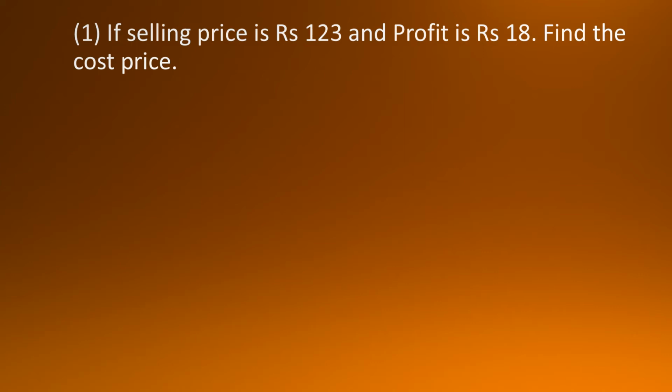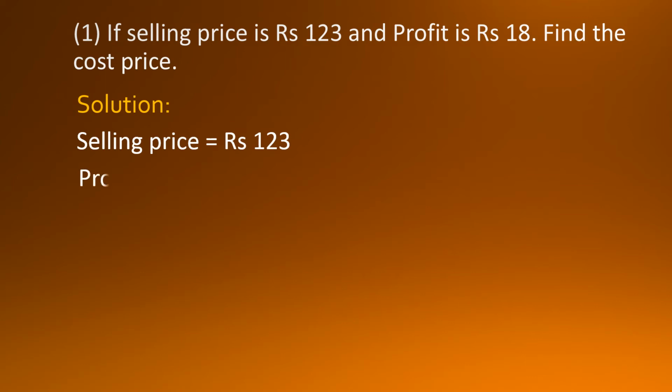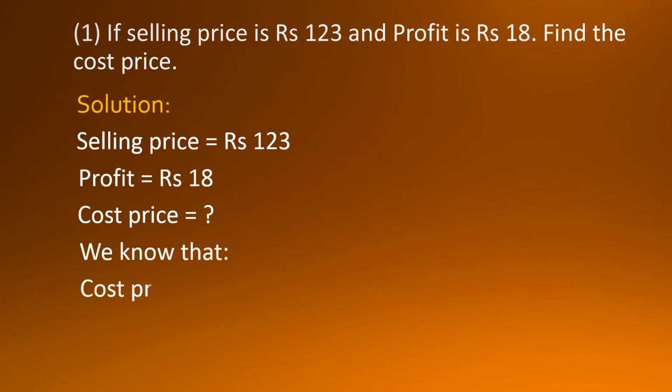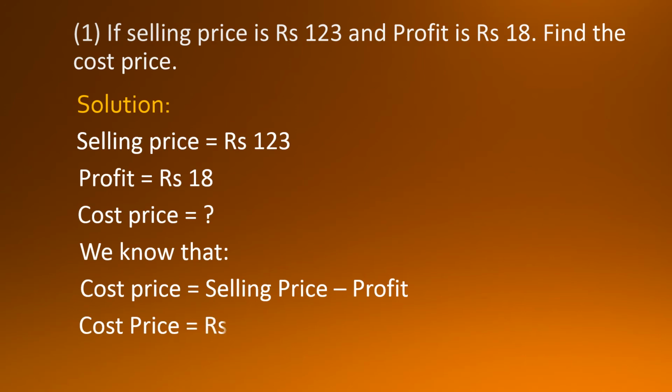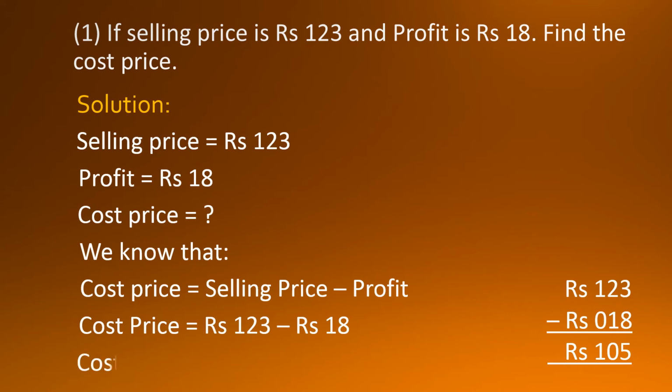Question number 1. If selling price is rupees 123 and profit is rupees 18, find the cost price. See, in this question, selling price is equal to rupees 123 and profit is equal to rupees 18, and cost price we have to find out. We know that cost price is equal to selling price minus profit. Now put the value. Rupees 123 minus rupees 18. Now do the subtraction. We get rupees 105. So cost price is equal to rupees 105.